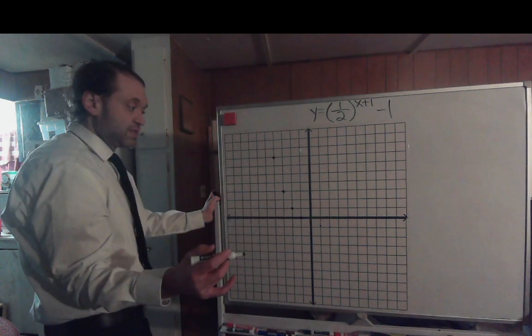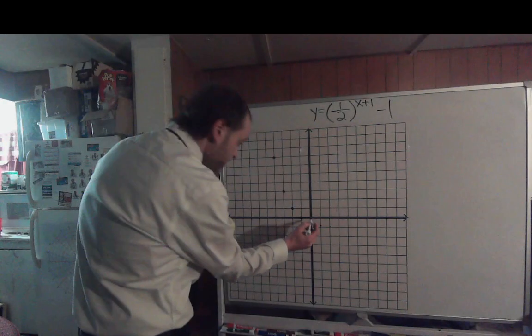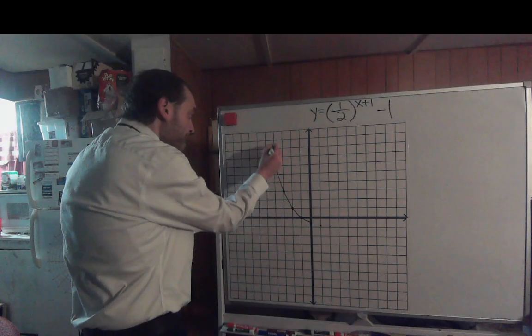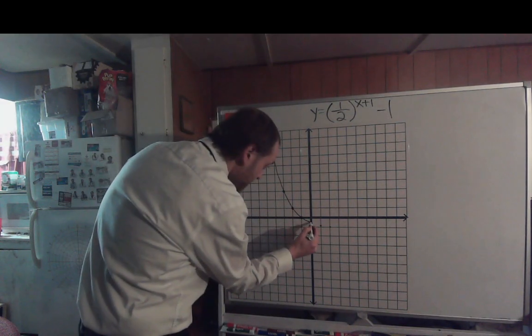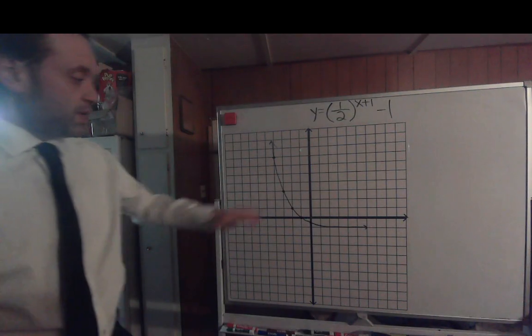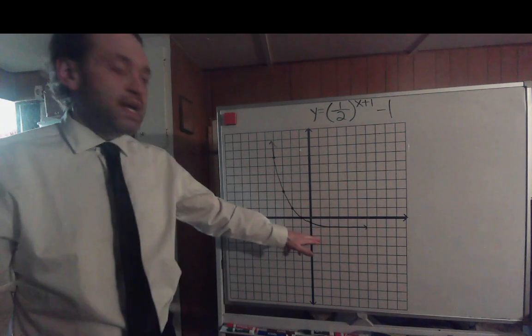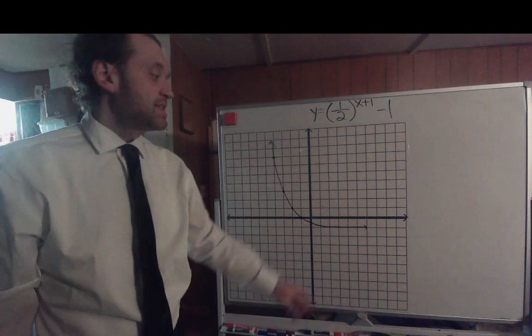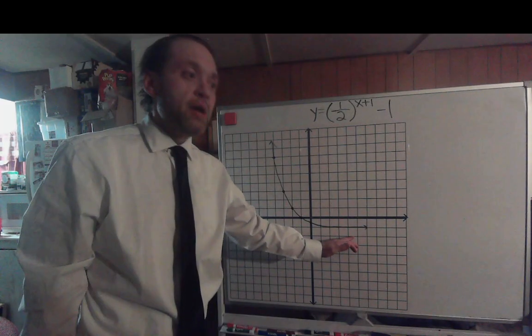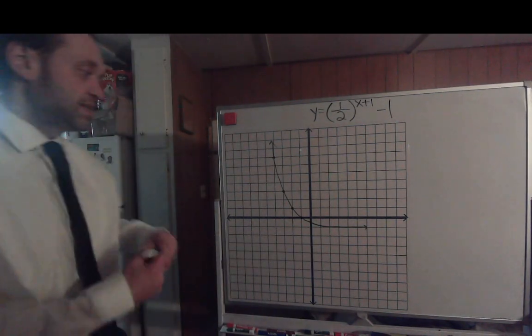So notice, let's graph this real quick here. Let's go left first. And then it comes down, and it goes all the way down to almost where y equals -1. It gets infinitely closer to a y value of -1, but it never quite reaches it.